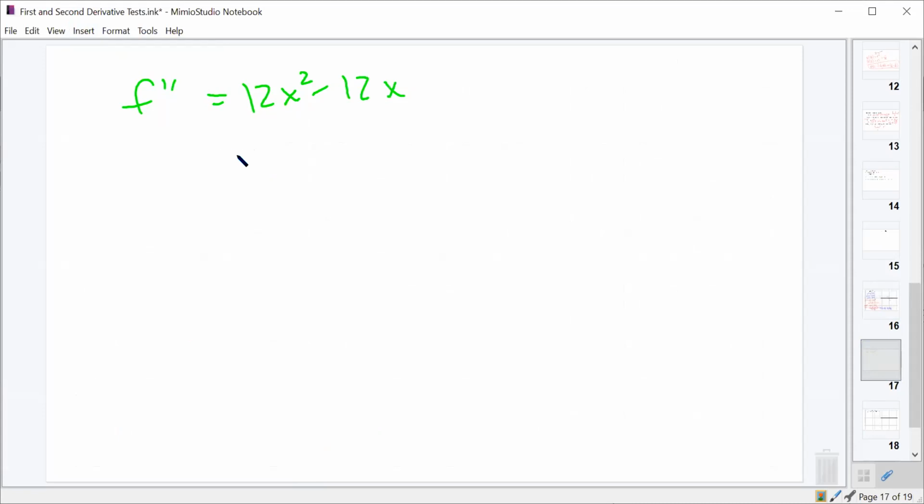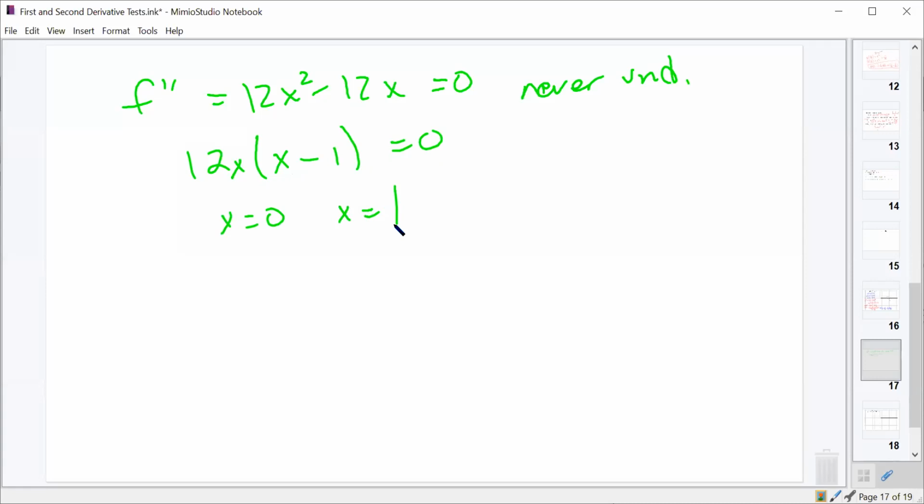And I can say, again, since this is a polynomial, it's never going to be undefined. So we'll state that, never undefined, and equals 0. Take out the 12x. It equals 0 when x equals 0 and when x equals 1. And so we'll make our sign chart. If we plug in something between 0 and 1, like a half, we've got a positive times a negative. So negative, concave down.